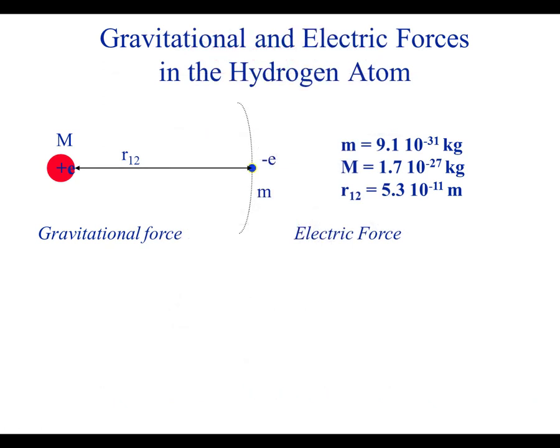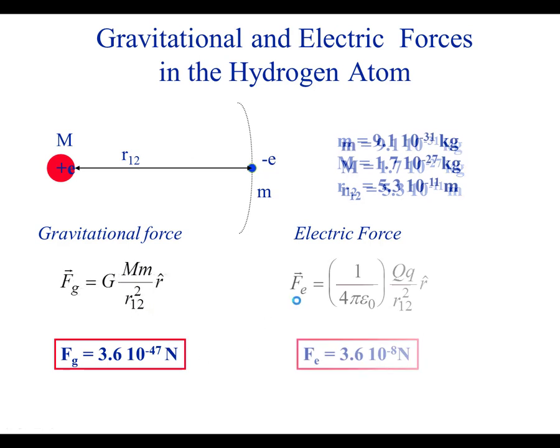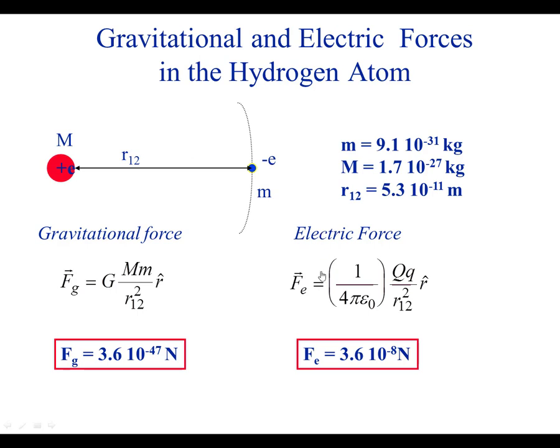And if we consider the hydrogen atom, you know that the hydrogen atom consists of a proton and one electron. We know the masses of the electron and the proton and the distance between them in the hydrogen atom. We can calculate the gravitational force and the electric force. The gravitational force we can calculate by the law of gravitation, and it equals 3.6 multiplied by 10 to the minus 47 newtons. And the electric force can be calculated by Coulomb's law, and it equals 3.6 multiplied by 10 to the 8th degree newtons. You see that the electric force is more than the gravitational force.